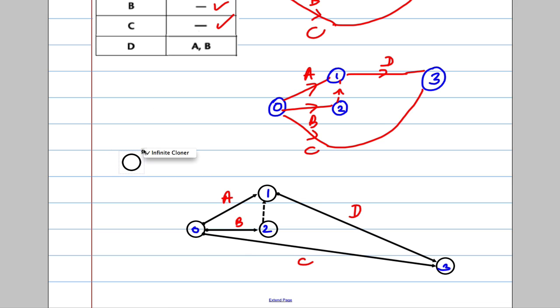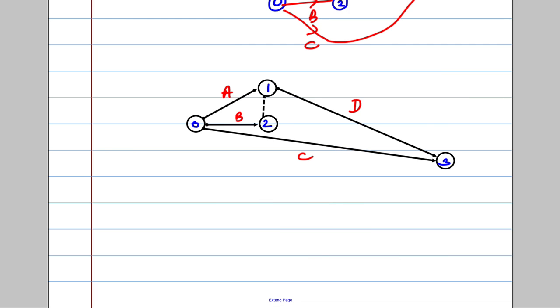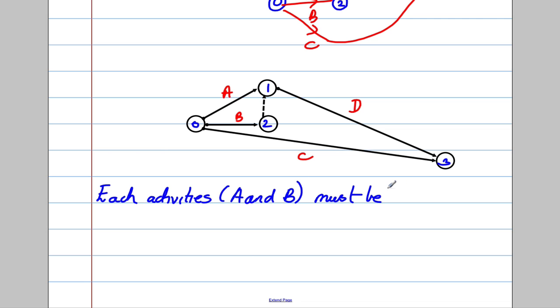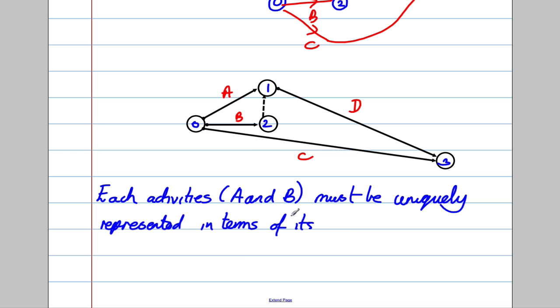In the exam, they typically ask you why you've drawn a dummy in this case, and what you'd have to say is that each activity, so in this case A and B, must be uniquely represented in terms of its events, i.e. nodes. Okay, and then therefore you write therefore dummy needed.